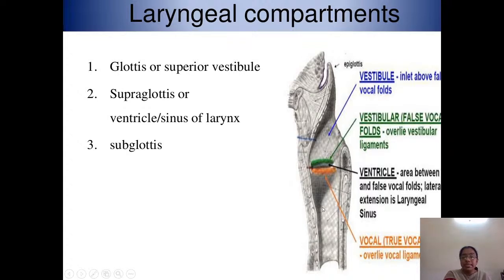So this is the interior cavity of the larynx, which is divided into three by means of two folds, that is the vestibular fold and the vocal fold, which divide the interior of the larynx into an upper part, which is called the vestibule part. In between the two folds, it is called the sinus. Beneath the vocal fold, it is called the subglottis part.